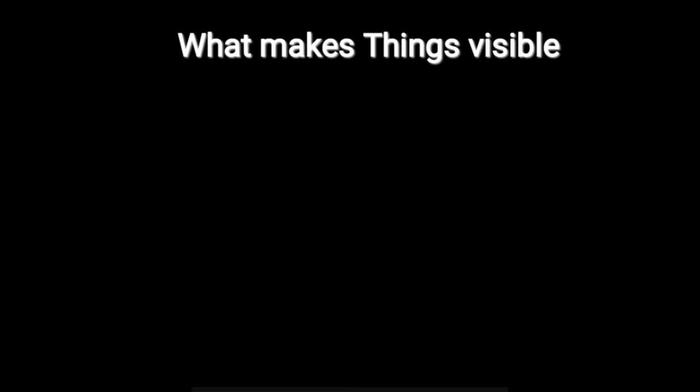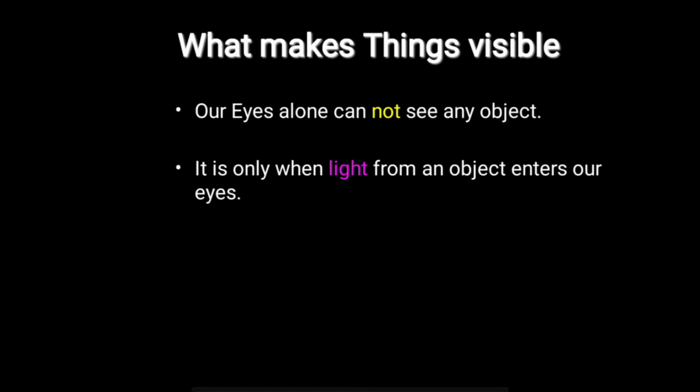First, a question arises in our mind: what makes things visible? हम किसी भी चीज़ को कैसे देख पाते हैं? क्या हमारी आंखें होती हैं? सिर्फ आंख से हम सारी चीज़ों को देख पाएंगे? No. Our eyes alone cannot see any object. It requires some light. It is only when light from an object enters our eyes that we can see the object.